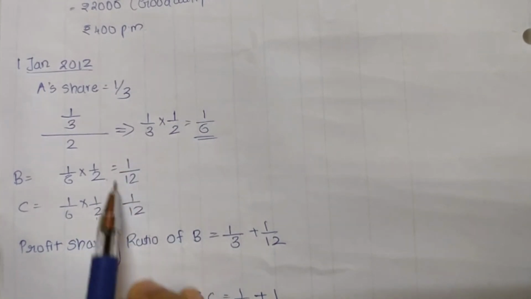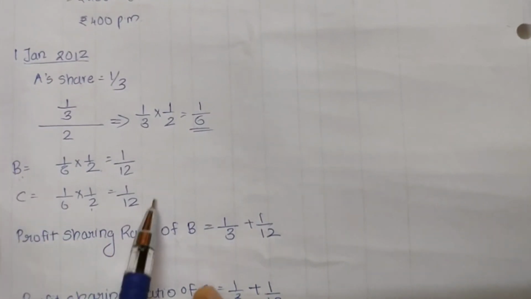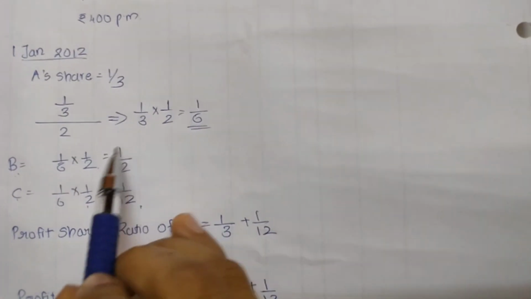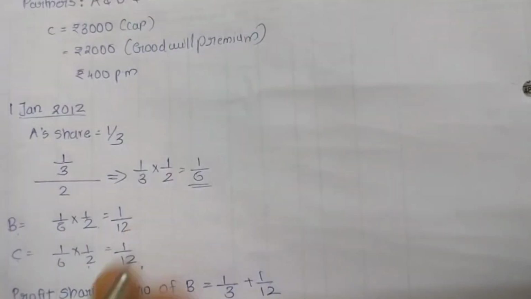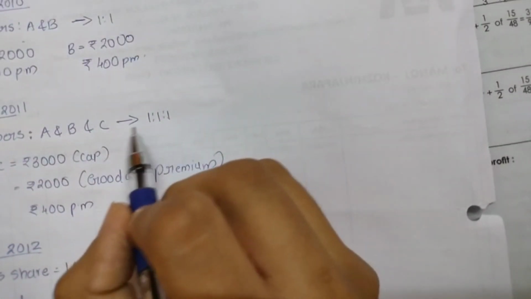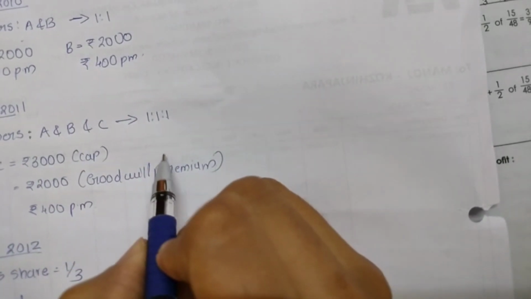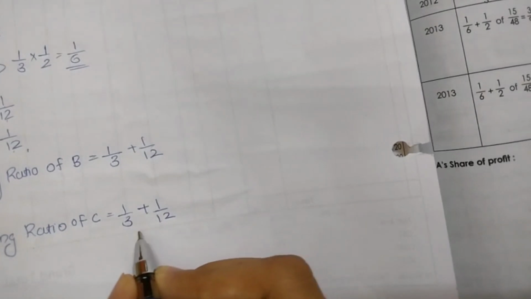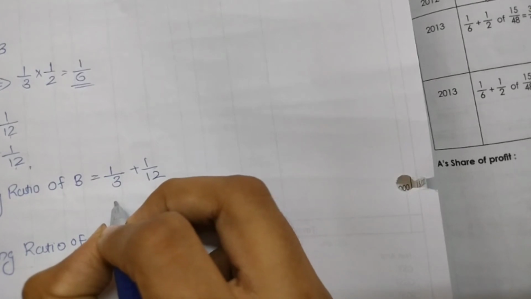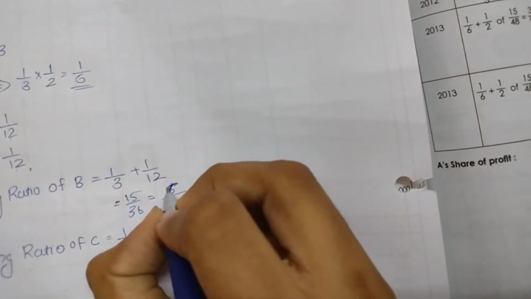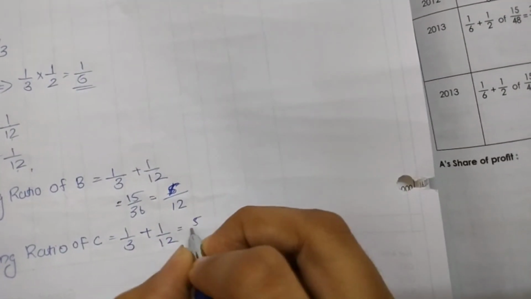So this is the portion of A's share that B is going to get, and this is the portion of A's share that C is going to get. Fine. So what we have to do now is add this 1 by 12 and 1 by 12 to B's and C's current share. Now in 2011 both B and C had 1 by 3, 1 by 3, right? So we have to add this 1 by 12 to 1 by 3 in order to get their total profit sharing ratio. So 1 by 3 plus 1 by 12, 1 by 3 plus 1 by 12. Got it? Now we have to cross multiply, and finally we'll get 15 by 36, which can also be written as 5 by 12. Again here also we will get 5 by 12.